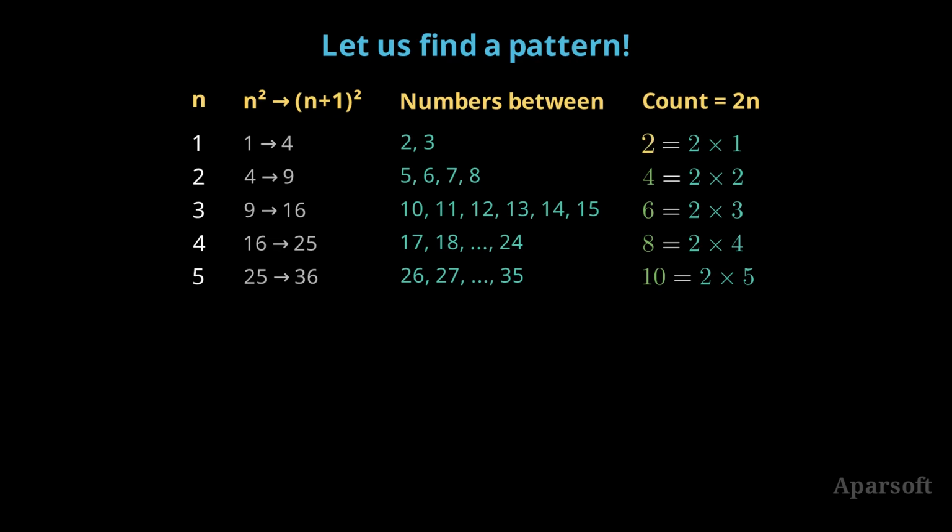Watch this. Look at the counts. We have 2, 4, 6, 8, 10. Each one is exactly 2 times n. The pattern is beautiful. Between n squared and n plus 1 squared, there are always 2n numbers.